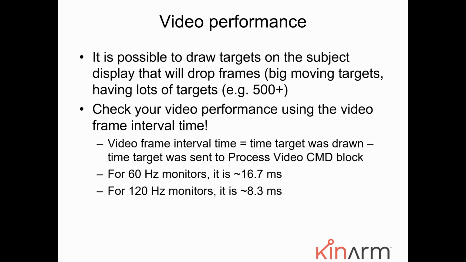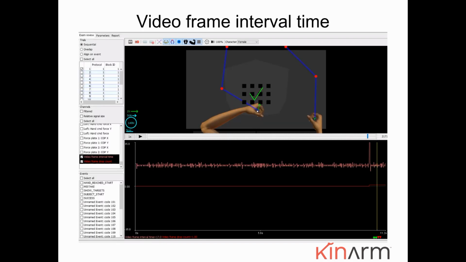Again, most people won't need to care about this, but it is a good habit to check the video frame interval time in your collected data just to make sure that you aren't dropping frames. It's easy to check. You can view it in Dexterity Explorer. In all Kinarm data files, you will find the video frame interval time at the bottom of the derived channels. Sources that could drop frames: running Chrome or other programs in the background while you are collecting data, and using Alt-Tab to switch between windows.